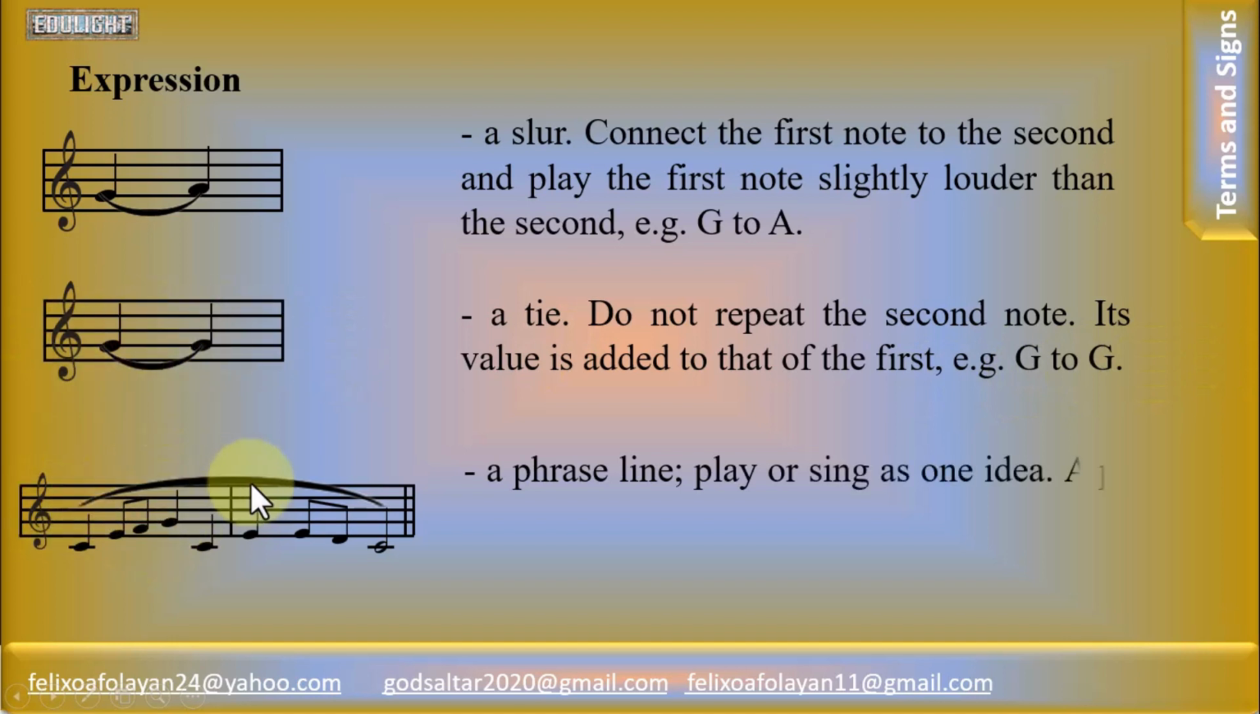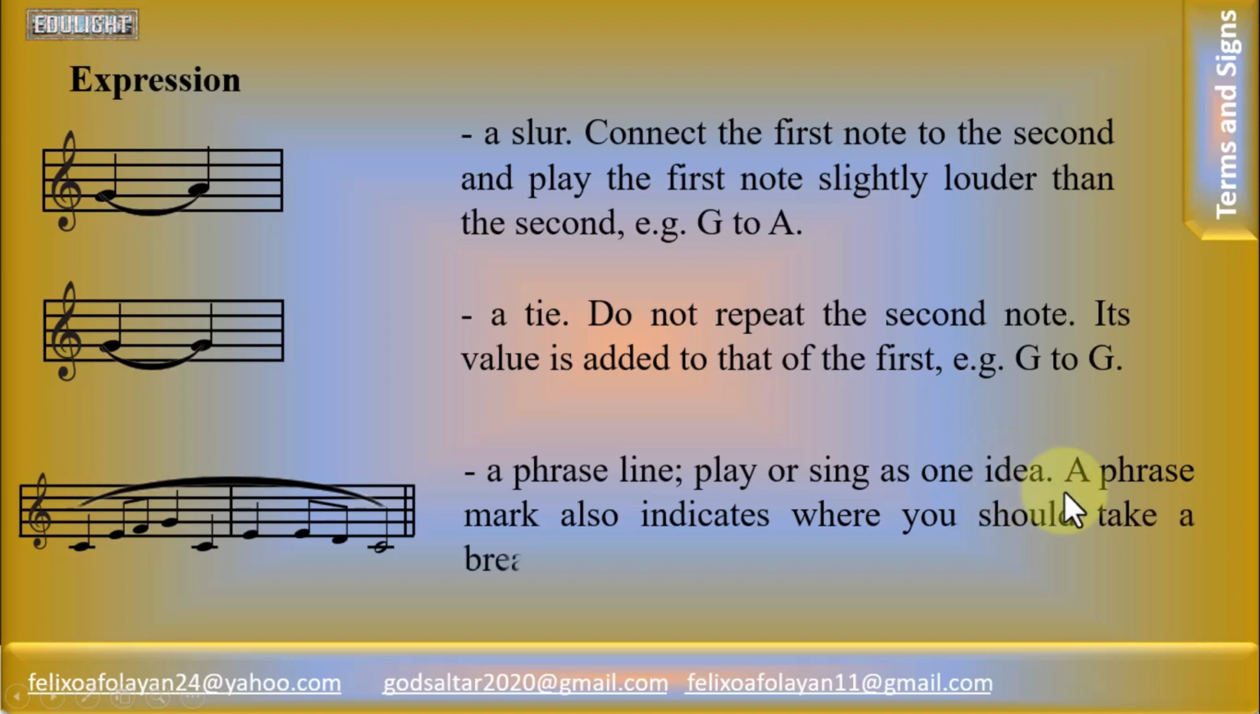So then look at this one. A phrase line: play or sing as one idea. A phrase mark also indicates where you should take a breath when singing. So this one, very important that you should know, slur. They are not on the same line and space, so they will be different. For this one, they are on the same line, B, so the two notes will sound the same.